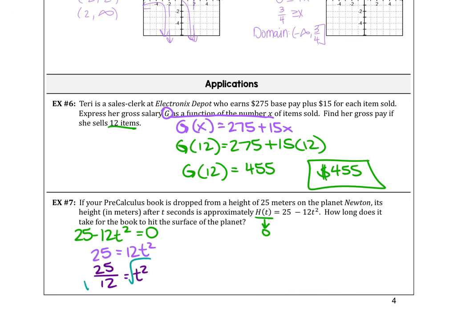And square root. So plus minus square root of 25 twelfths, which is approximately, oh, we don't need plus minus, this is time. Because it's time, time is always positive. So square root of 25 twelfths, which is approximately 1.443 seconds to hit the ground.